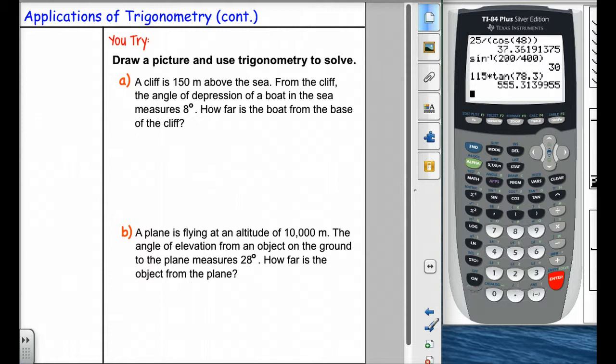Your job now is to take a look at these You Try problems and draw a picture. Obviously you won't be able to submit the picture on Edpuzzle, but draw a picture that will help you then create your equation to find the object from the plane in B and the boat from the base of the cliff in A.